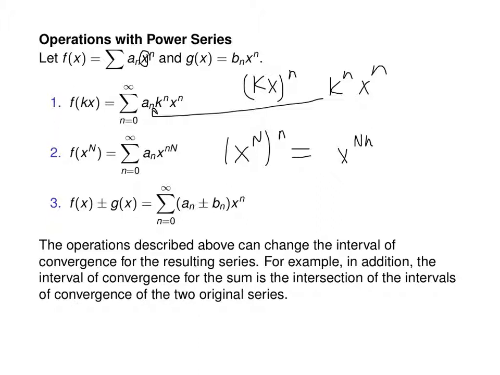So for example, in addition, the interval of convergence for the sum or difference is the intersection of the intervals of convergence. So supposing that f had an interval from -1 to 1, and g's was larger, say it was -3 to 3, the sum will only converge where both components converge, and both components converge where the two intervals intersect, or overlap, which is -1 to 1.